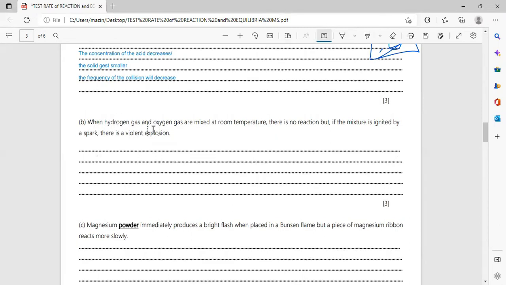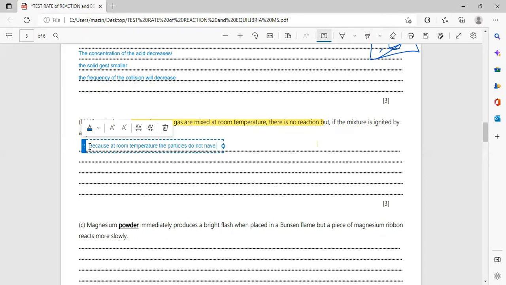And when hydrogen gas and oxygen gas are mixed at room temperature, there's no reaction. Why is there no reaction? What's the right answer for this? I found most of the students miss this point, because at room temperature the reacting particles do not have activation energy.